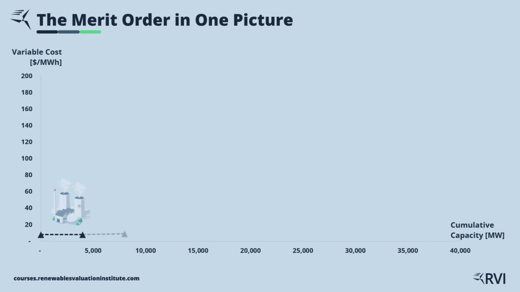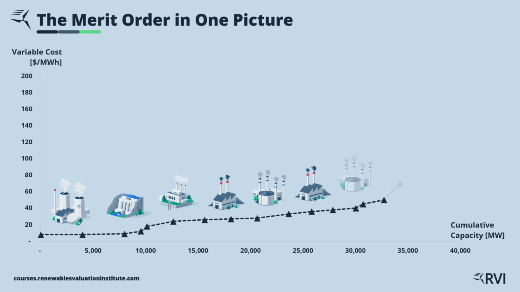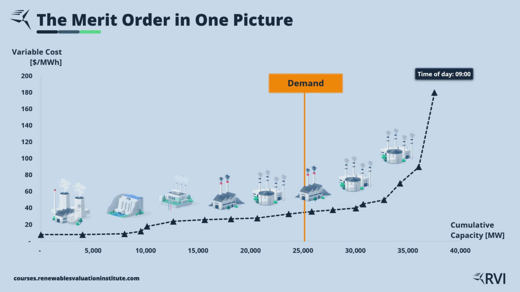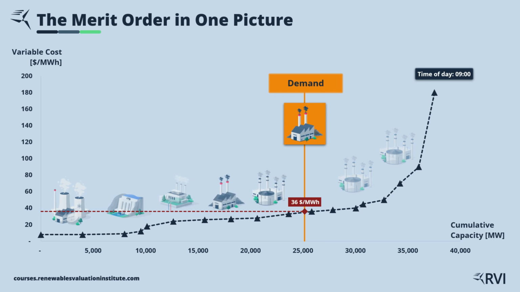Here's the merit order in a single picture. We line up generators by variable cost. Cheapest on the left, most expensive on the right. At any given time of the day, we have a certain level of demand. To meet such demand, all power plants to the left of the demand line must run, starting from the cheapest. The plant we just reached is the marginal unit, and its dollar per megawatt hour becomes the spot price for that interval. When demand is low, baseload sets the price. When it's high, we push into mid-merit or even peakers, and prices jump.